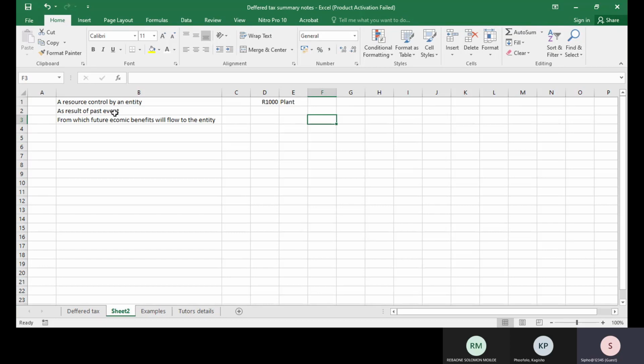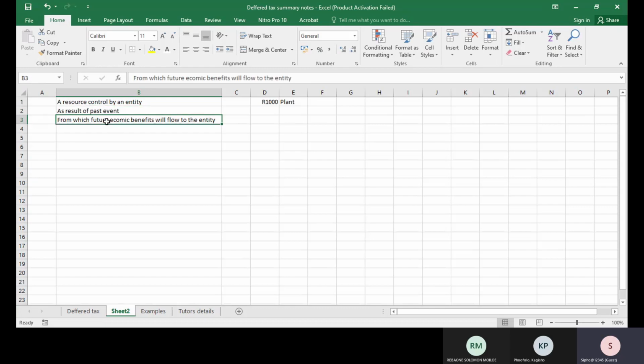So Solomon, what do they mean by these? First of all, a resource controlled by an entity. Obviously, when you buy an asset, you will control it, because you will direct how it's being used. Am I right? You agree with me, right? So you control it, because you've signed the contract and everything. So you are in control of that asset, right? Even the risk, you take it, because you're the one who's going to be responsible for anything that happens to the asset, right? As a result of a past event, the past event would have been when you decided to buy the asset. On that day when you decided, due to the need, to buy an asset, that would be that past event.